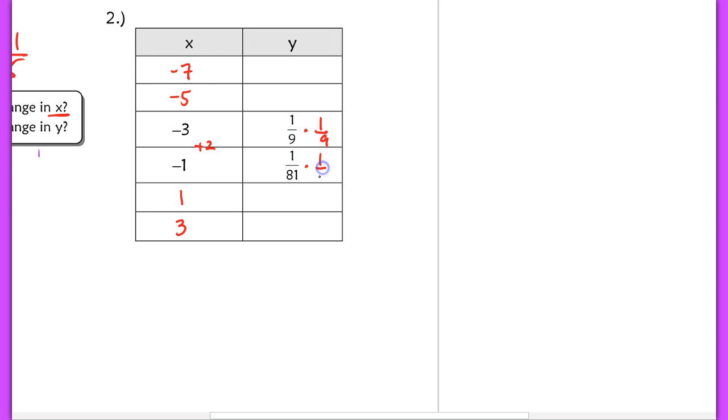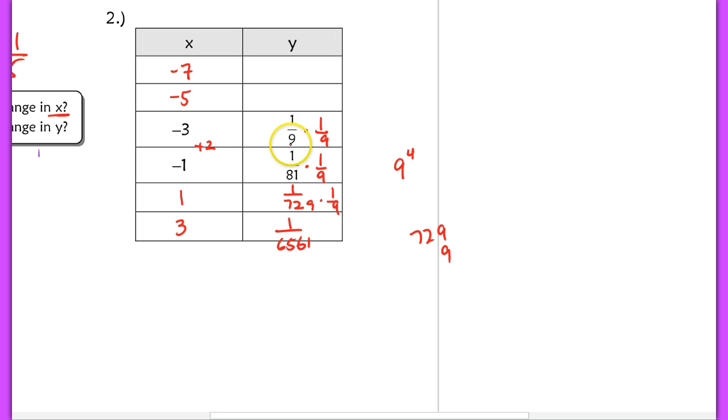Okay, so I'm multiplying by 1/9 to get to 1/81. So now I have to multiply by 1/9 again to get to the next value, which is going to be 1/729. I'm going to multiply again by 1/9. Now, I don't have you guys memorizing 9 to the 4th power, but it's really easy just to do 729 times 9. So that's not really too hard, but this is 1/6561.